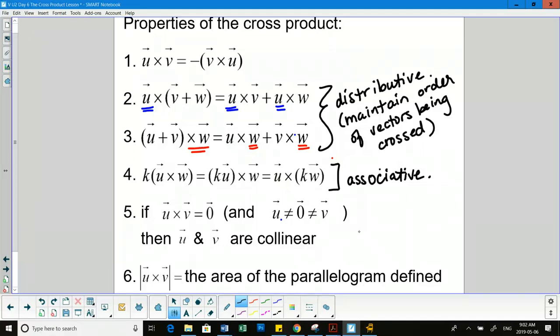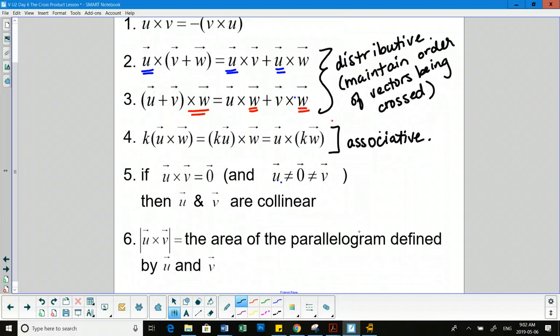All right, a couple other little properties that can help us with vectors. For the cross product, if u cross v is equal to the 0 vector, and u and v don't equal the 0 vector, since we don't want to cross vectors if we're dealing with a 0 vector, then we say u and v are collinear. Can someone remind us what this word means, collinear?